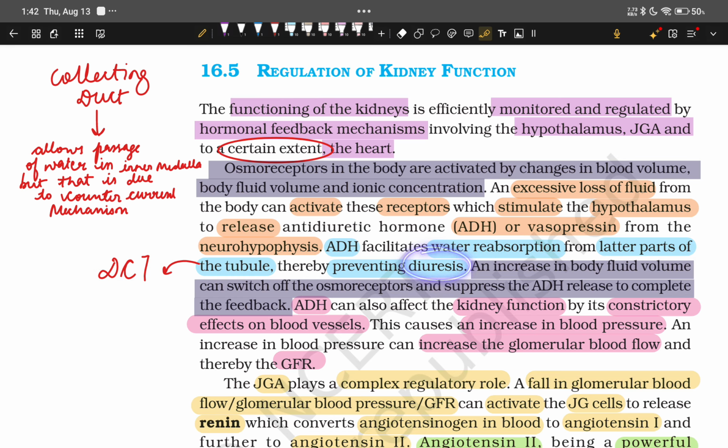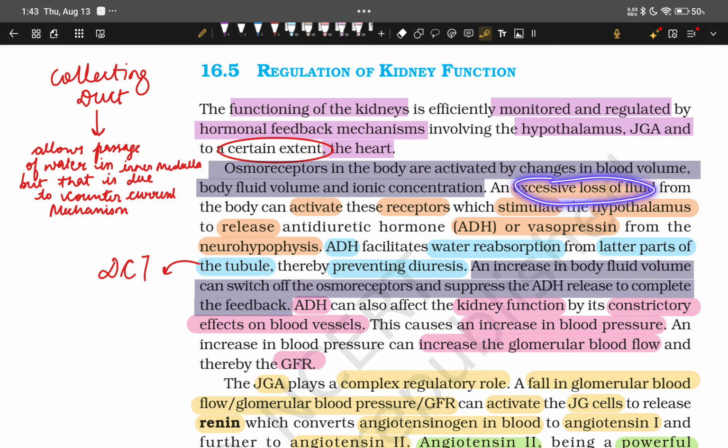Diuresis means excessive loss of water through the urine. So it does not allow excess loss of water through urine, by facilitating reabsorption of water from the DCT part. Then there is an increase in blood volume, body fluid volume. Once there is an increase, it switches off the osmoreceptors and then suppresses the ADH release to complete the feedback. So this is the whole feedback.